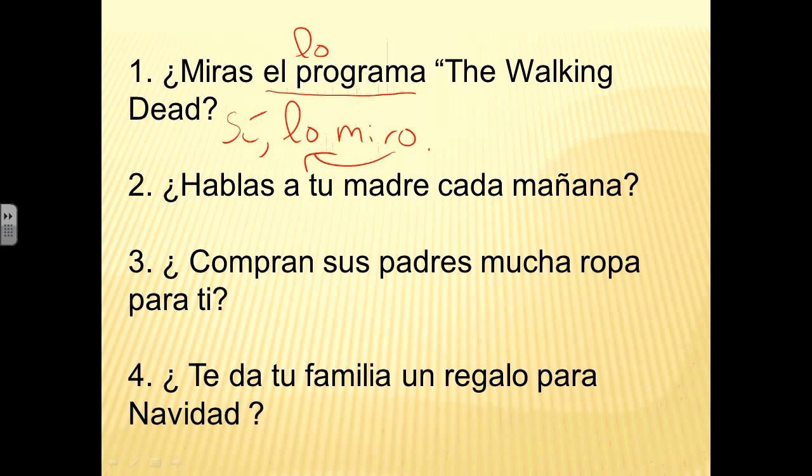Now that you're back. Hablas a tu madre cada mañana. Okay, do you talk to your mother every morning? So you want to answer and you say, yes, I talk to her. So it would be sí le hablo. Yes, I talk to her. And if you want, you could say cada mañana, ¿no?